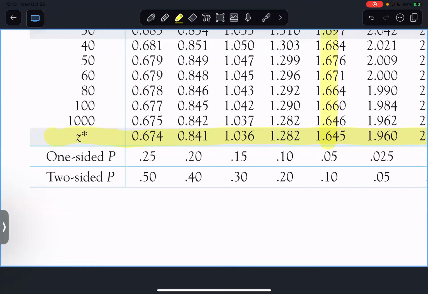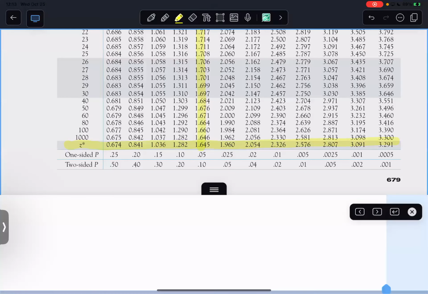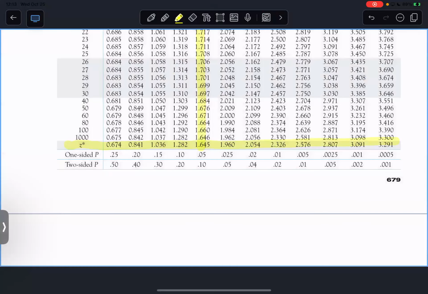Oh, that's nice. Oh, cheat codes. Well, not really. But here, so, whoa, what happened? Don't know what that was. Where'd my pointer go? There. So here, this is how I know that Z star is 1.645.